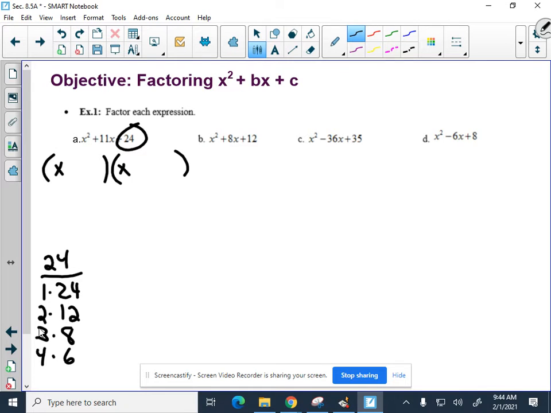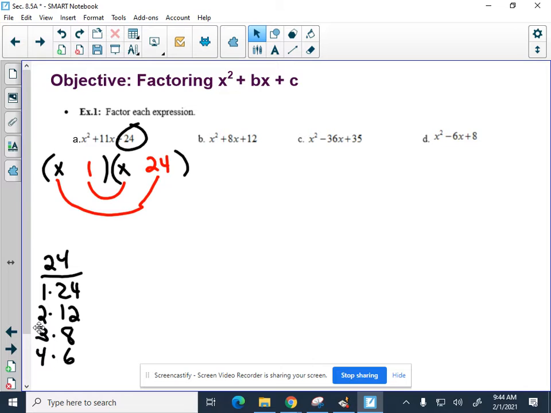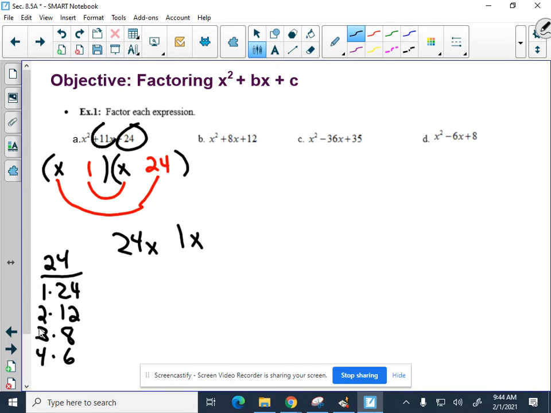Okay? Now, there's another part I'm going to teach you in this. All of these multiply to 24. So no matter what, if I were to put 1 and 24 here, that would get me 24. 2 and 12, 3 and 8, 4 and 6. All of them work. But I also have to check what happens when I multiply this times this and this times this. If I do that, this one is going to get me 24x, and this one's going to get me 1x. And there's no way 24 and 1 are going to help me get 11.